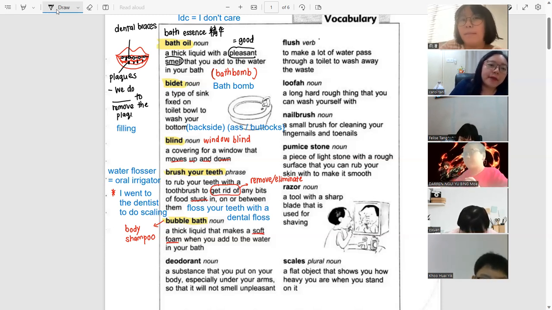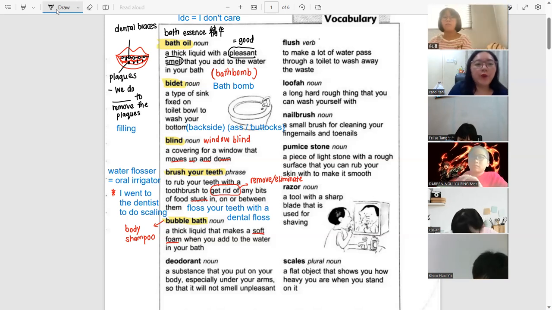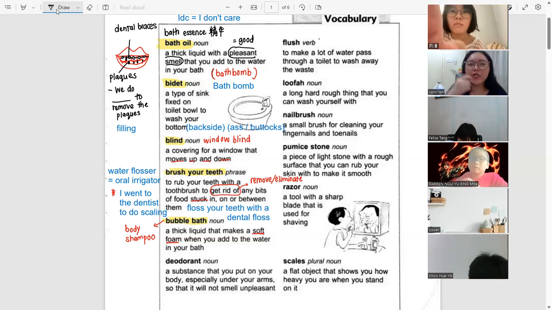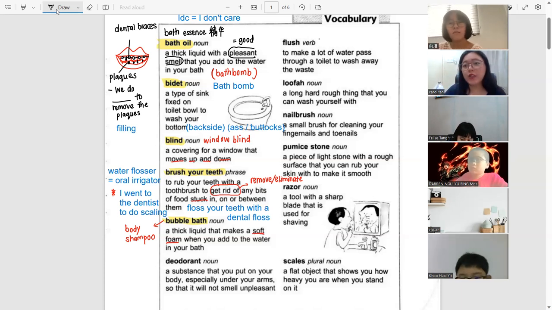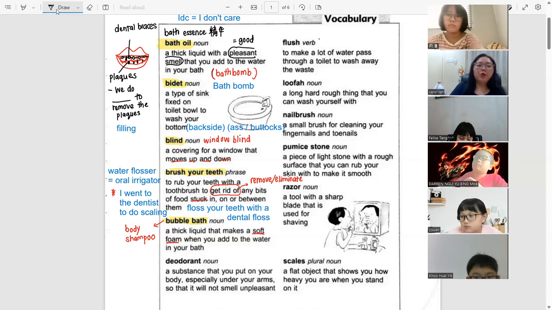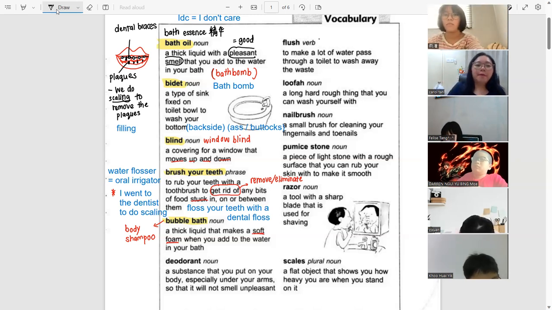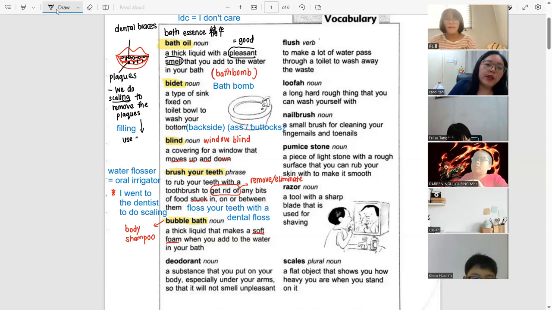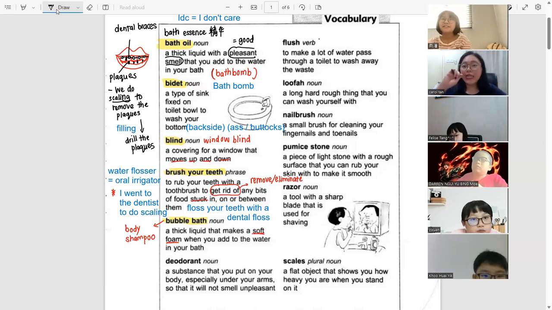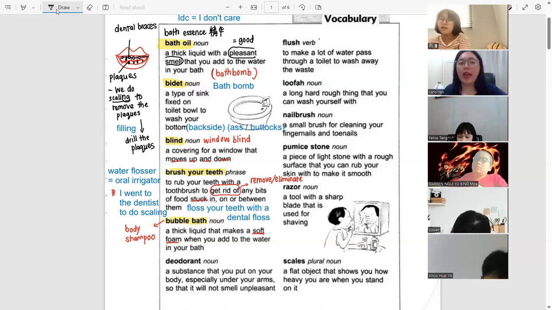So we do scaling to remove the plaques. You all can write, plaques is like the stubborn residue stuck inside. Very stubborn. You brush also, it's useless. You cannot get rid of that. Okay, we do scaling to remove the plaques. You need the machine to drill the plaques. You all can write, use a drill. You need to drill the plaques. What is drill? Okay. It's like drilling the plaques so that it will break, because the plaques are too hard, so we need to drill the plaques.